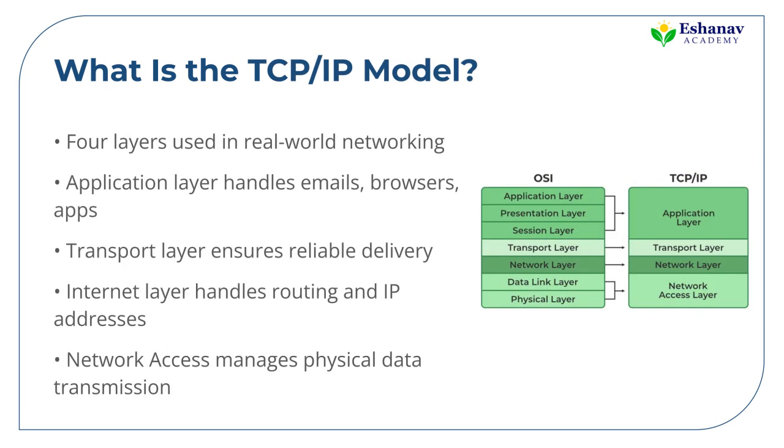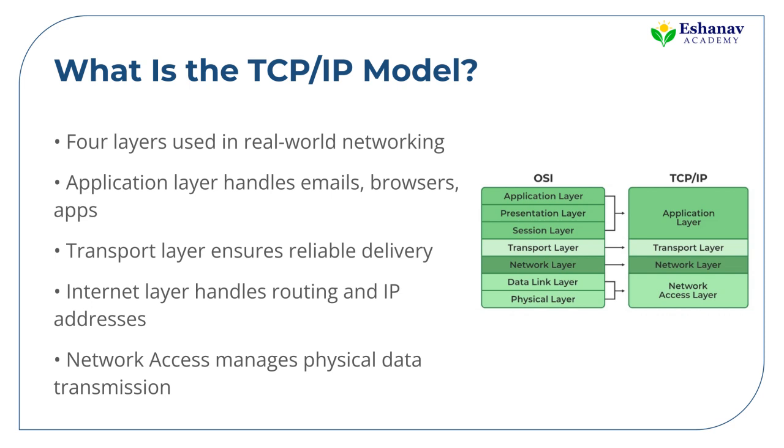While the OSI model is a great blueprint, the actual internet uses something leaner, the TCP/IP model. Think of it like the highway system that modern data actually travels on. It has only 4 layers, but they do the same jobs as OSI, just grouped differently. The application layer handles your browser, emails, or apps. Transport ensures your message arrives intact. The internet layer assigns addresses and finds routes, like a digital GPS. And network access is the actual connection, Wi-Fi, cables, or mobile networks.